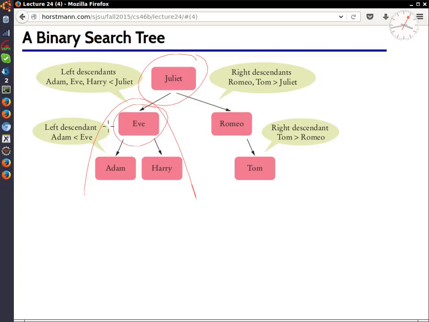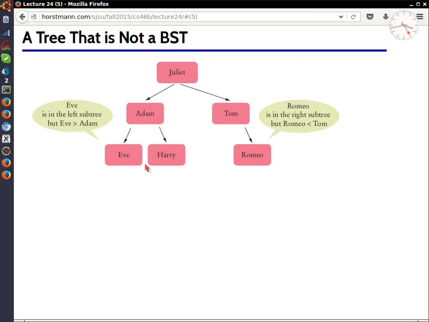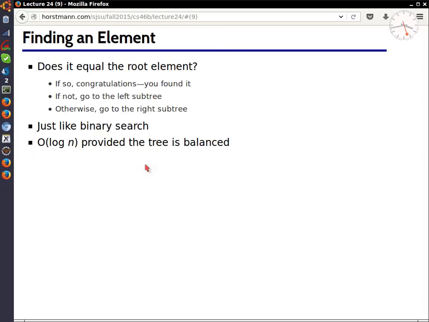So I look at the root of this subtree, that's Eve. Well, that's not Harry, so I have to go to the right now because Harry is bigger. And so I look at this subtree, and there I found Harry. So in a way, you can think of it, it's just like binary search. You start in the middle, and you either go to the left or the right, and then eventually you're done.